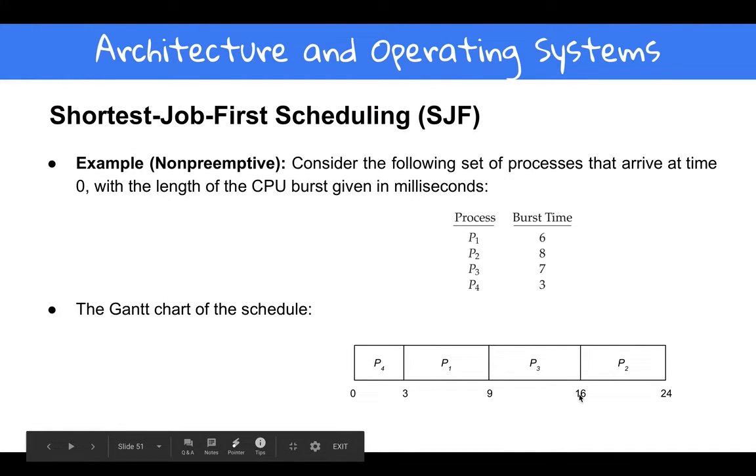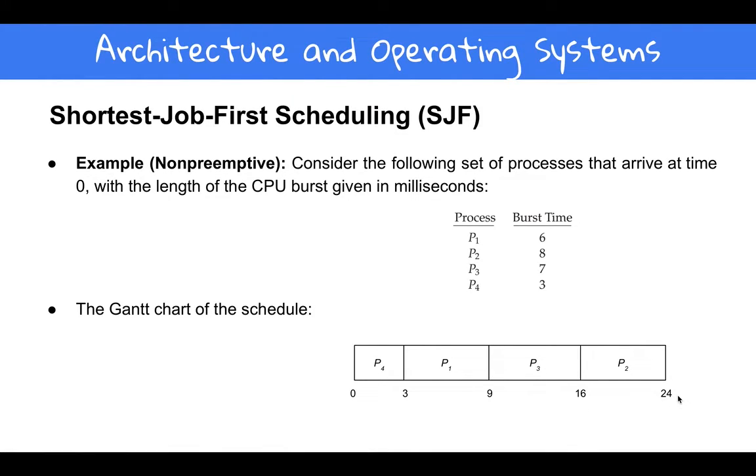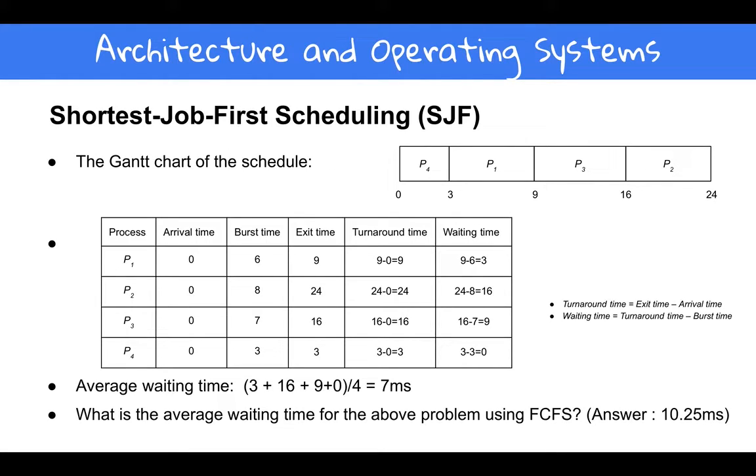So as you see, 16 plus 8 is 24. This is how we can create a Gantt chart, very easy, for the non-preemptive shortest job first scheduling algorithm for these 4 processes. Let's calculate the average waiting time.